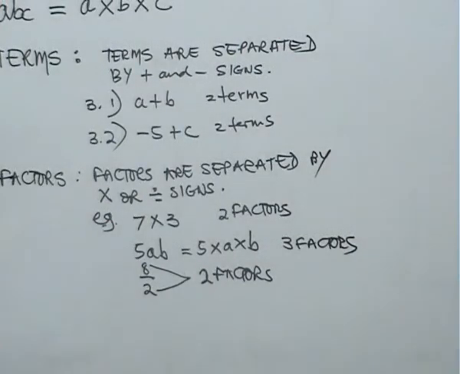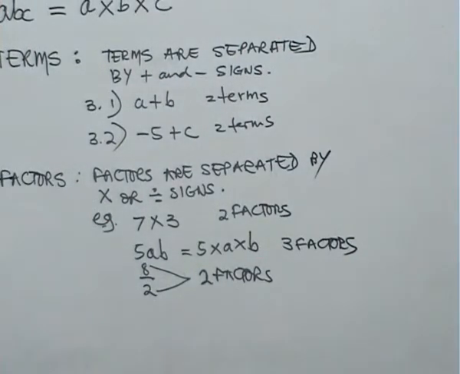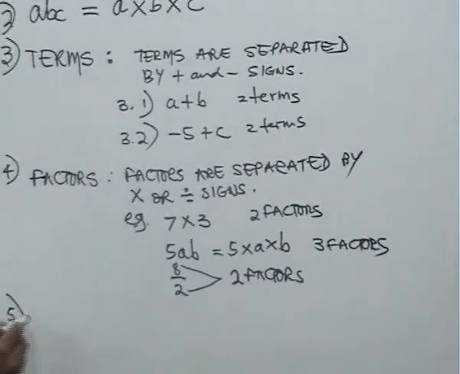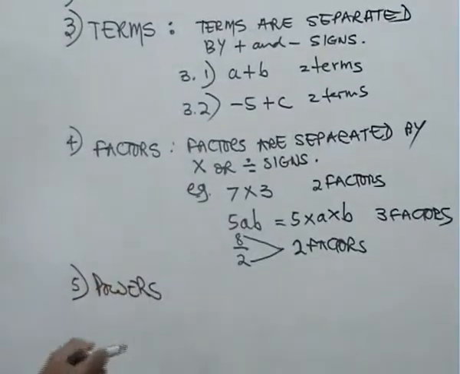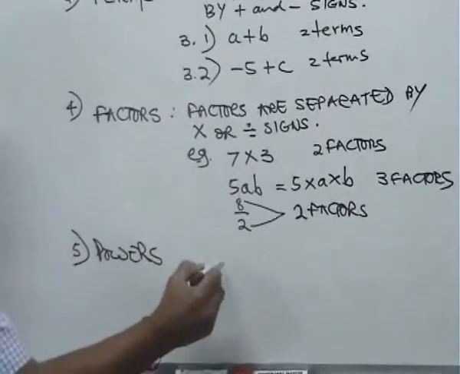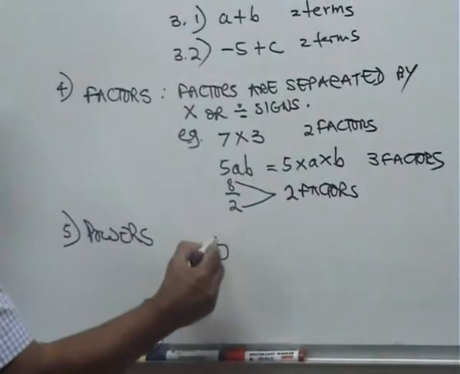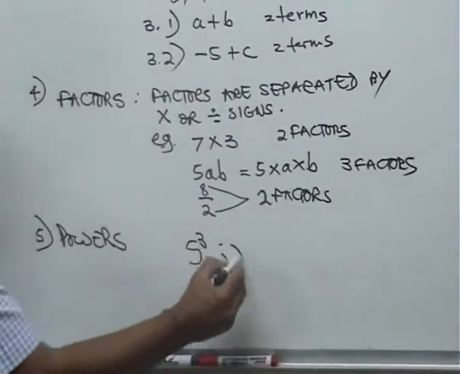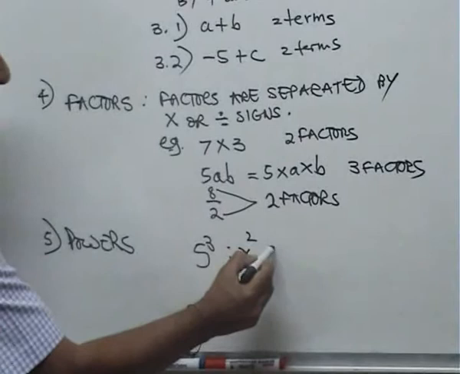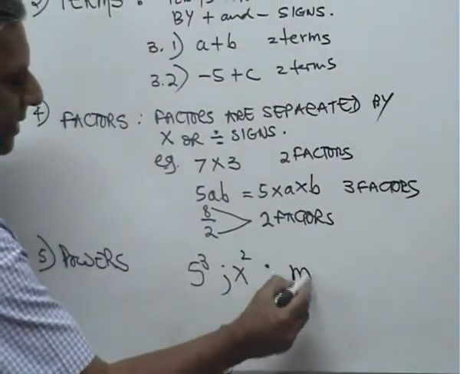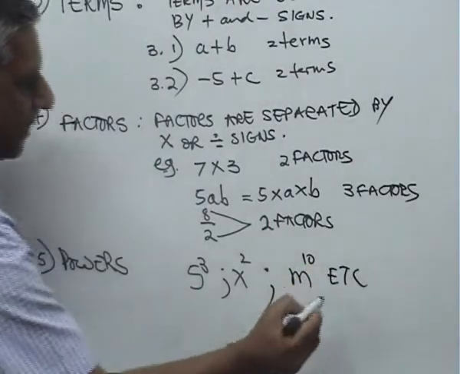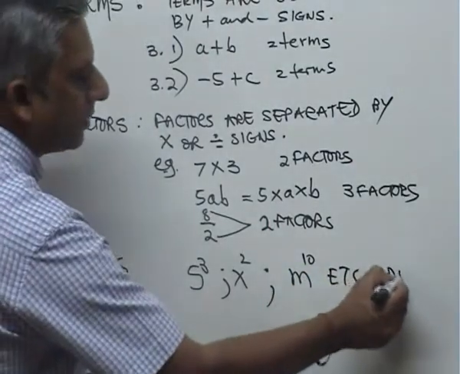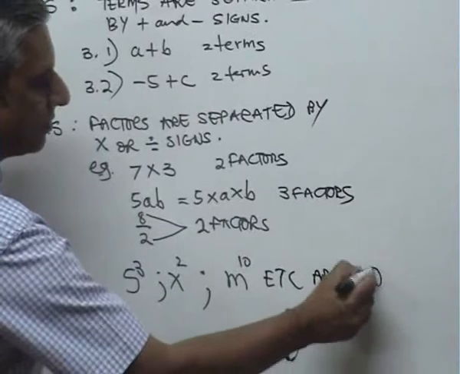Right, then we moved on to powers. And we said an example like 5 cubed, x squared, m to the 10, etc. are powers.